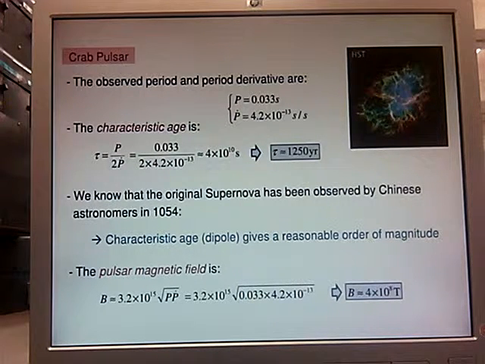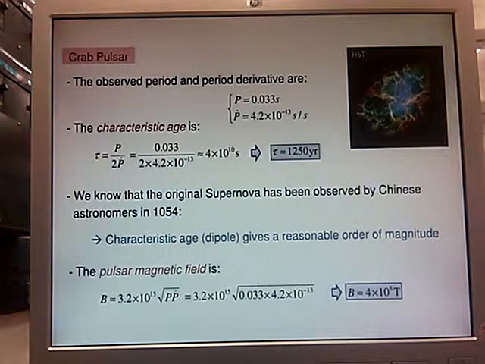with a characteristic age of 1,250 years, which is not bad, because we actually know that this supernova, which created this neutron star, was recorded by Chinese astronomers in the year 1054. So we know how old this guy is. And you see, 1,250 isn't that far off from the almost 1,000 years that it actually is. So this characteristic age does quite well in terms of a reasonable order of magnitude for the age.